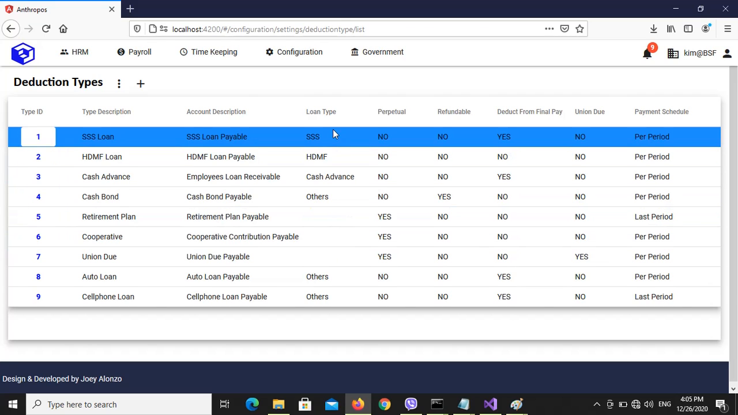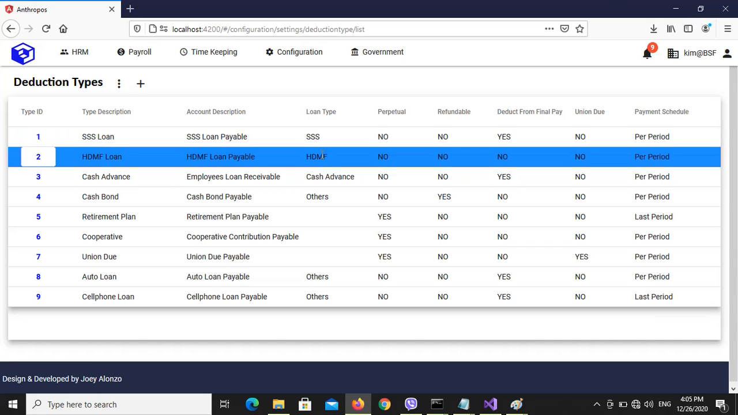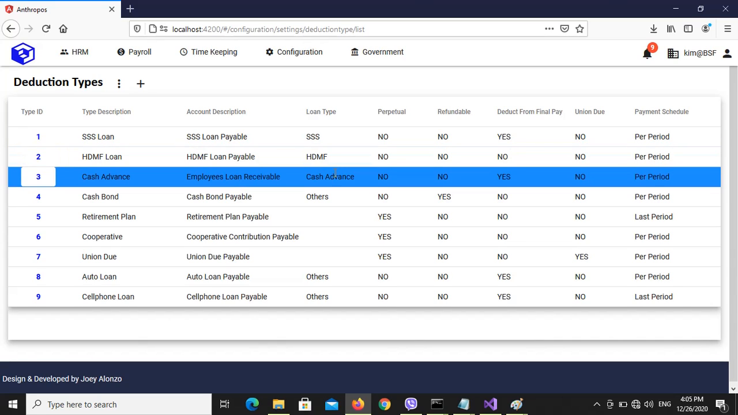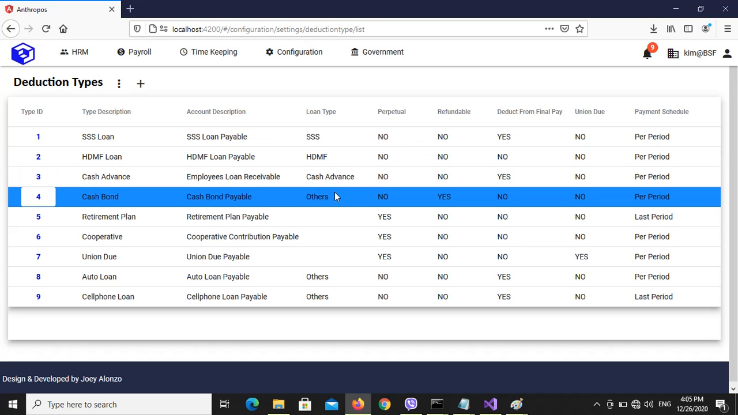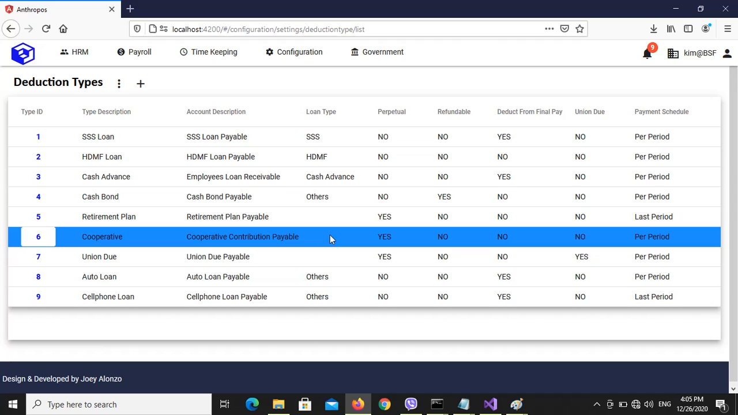Now the value that you will put here has something to do with the calculation in the summary. So if it is SSS loan type, then it will go to the SSS. HDMF will go to the HDMF. Cash advance will go to cash advance, and others it will go to other loans. Now if the loan type is blank, then it will go to other deduction.